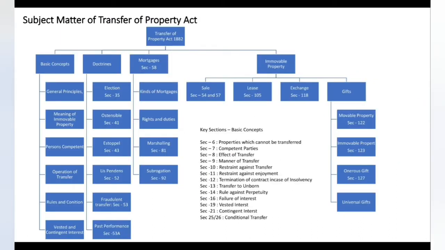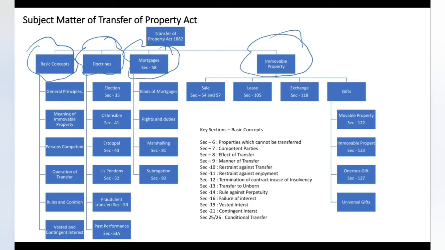Here is the overall subject matter, or the scope, of this particular Act. It is at a very high level, and a few sections which are not relevant to our discussion, I have removed. I made four blocks here: one is basic concepts, the second is doctrines, the third is mortgages, and the fourth is immovable property. There is no hard and fast rule that we have to follow these four blocks. For the purpose of convenience and ease of understanding, I made these four blocks.